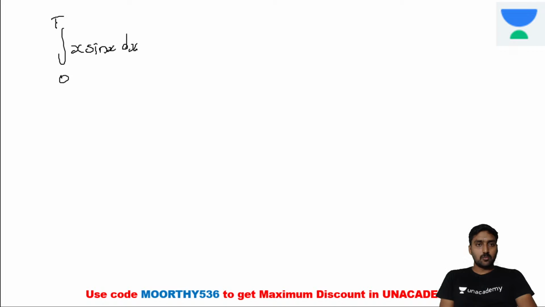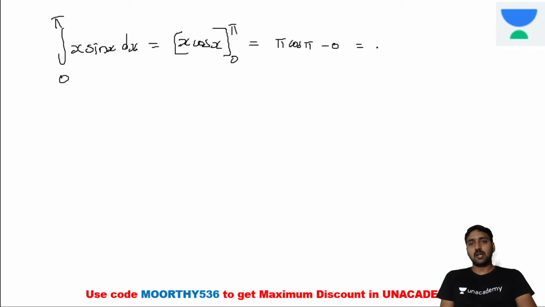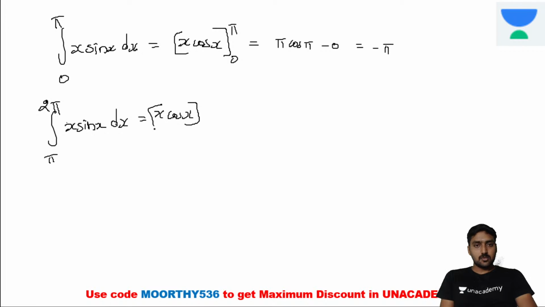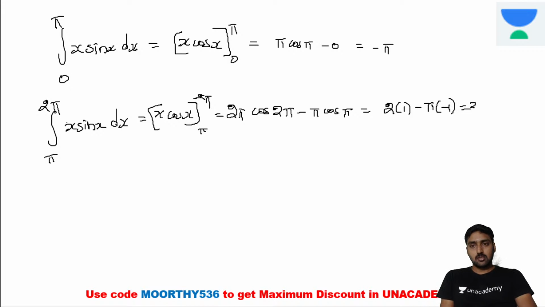First one, 0 to pi, we apply to x into cos x. While applying 0 to pi, it is pi into cos pi minus 0. Cos pi is minus 1, so it's minus pi. Second one, the integral of pi to 2 pi of x into sin x into dx, is equal to x into cos x. Now substitute upper limit 2 pi and lower limit pi: 2 pi into cos 2 pi minus pi into cos pi. Cos 2 pi is 1, so 2 into 1 minus pi into minus 1, which is 3 pi.